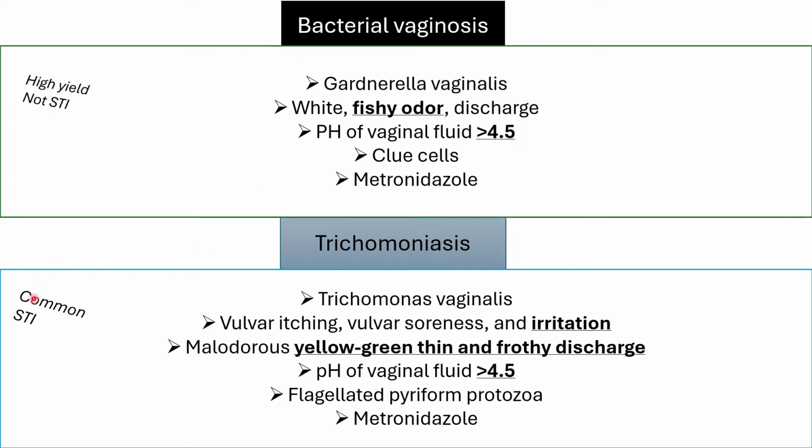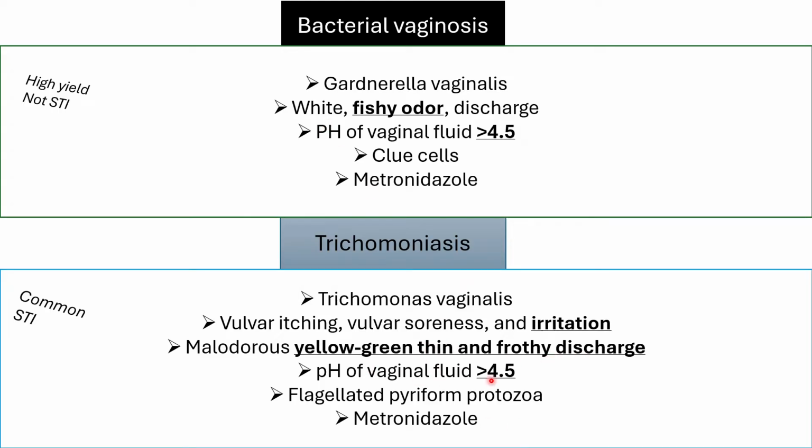Trichomoniasis is a common sexually transmitted infection caused by Trichomonas vaginalis. Bacterial vaginosis is not a sexually transmitted infection. The presentation: vulvar itchiness, vulvar soreness, and irritation. So irritation is common with trichomoniasis, not with bacterial vaginosis. The discharge is malodorous, yellow-green, here is white, and thin, frothy discharge.